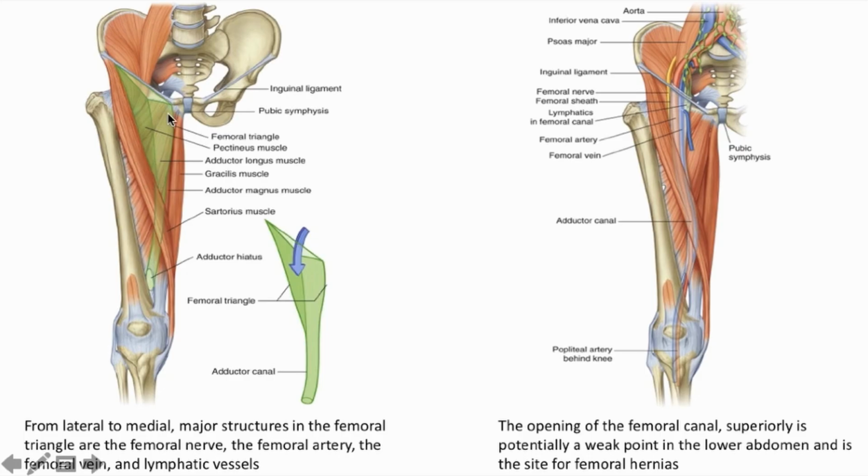The medial border is the medial margin of the adductor longus muscle. And the lateral margin is the medial margin of the sartorius muscle right here, and the anterior compartment of the thigh. The floor of the triangle is formed medially by the pectineus and adductor longus muscles, and the medial compartment of the thigh, and laterally by the iliopsoas muscle descending from the abdomen. The apex of the femoral triangle points inferiorly and is continuous with the fascial canal, the adductor canal, which descends medially down the thigh and posteriorly through an aperture in the lower leg, right here.